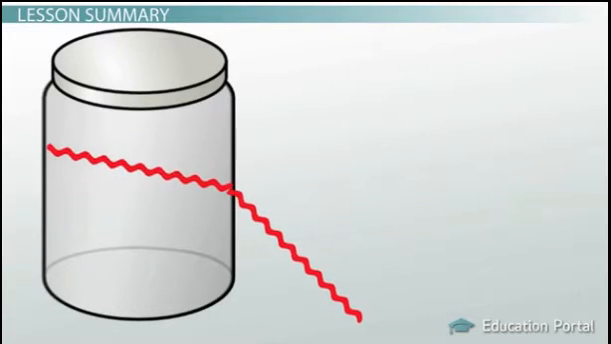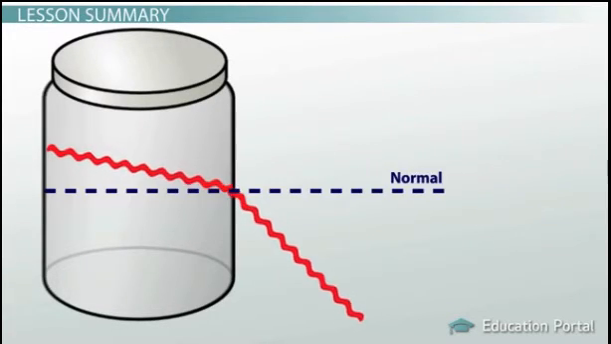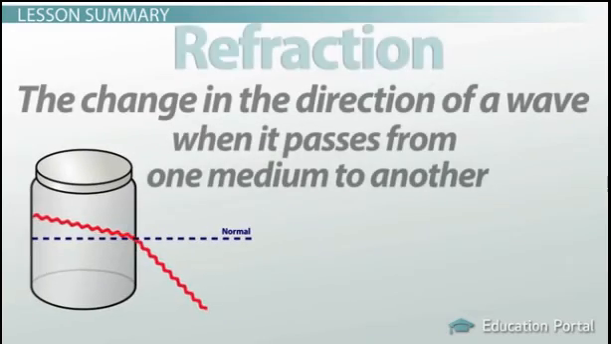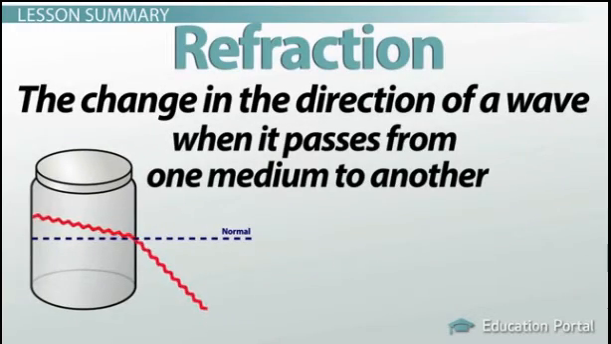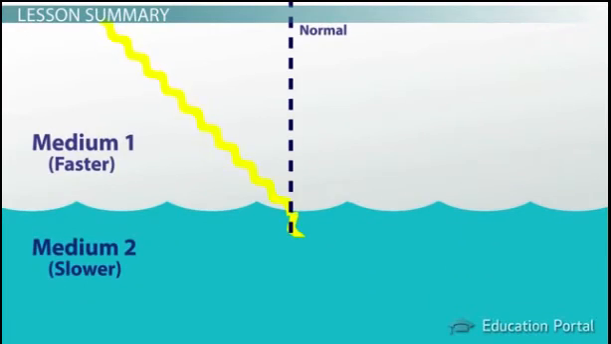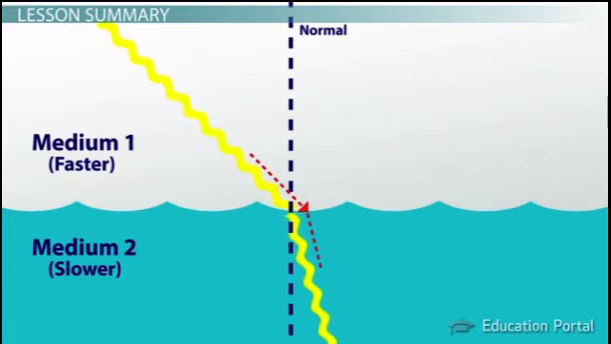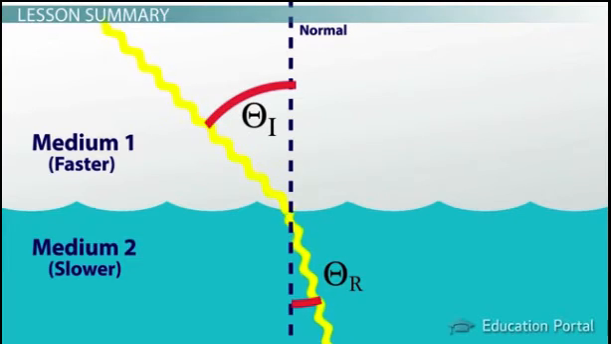When a wave passes from one medium to another, it bends or changes in direction. This phenomenon is known as refraction. An incident ray traveling in one medium makes an angle of incidence with the normal line. The bending of this wave results in the refracted ray, which travels through the second medium at an angle known as the angle of refraction. If the second medium is slower, then the wave bends toward the normal. If the second medium is faster, then it bends away from the normal.